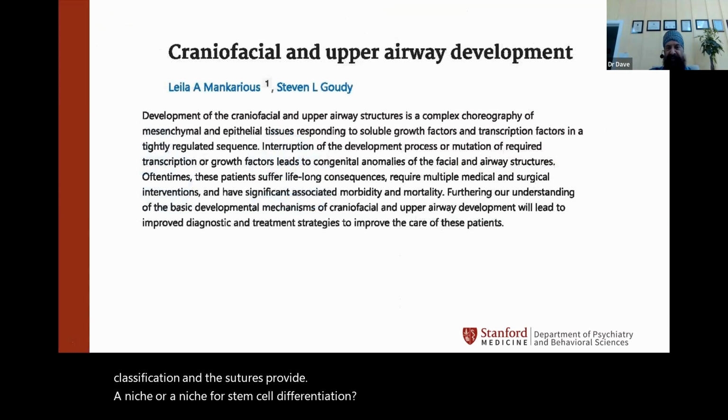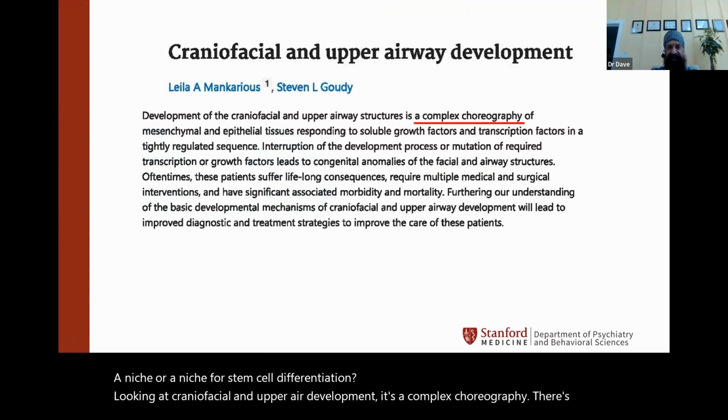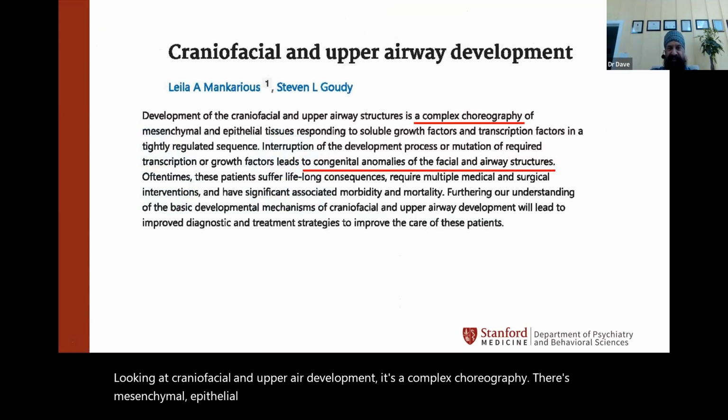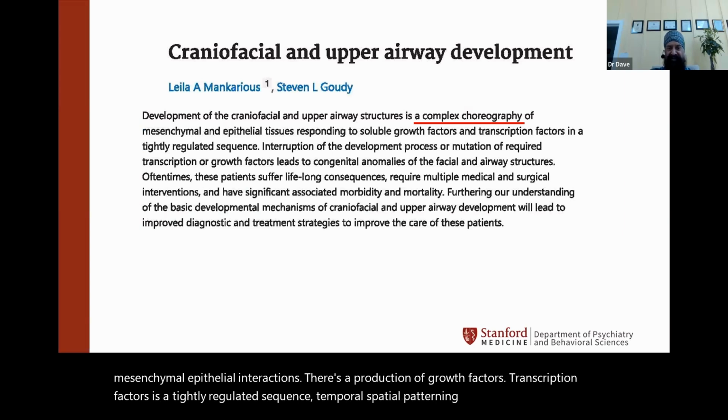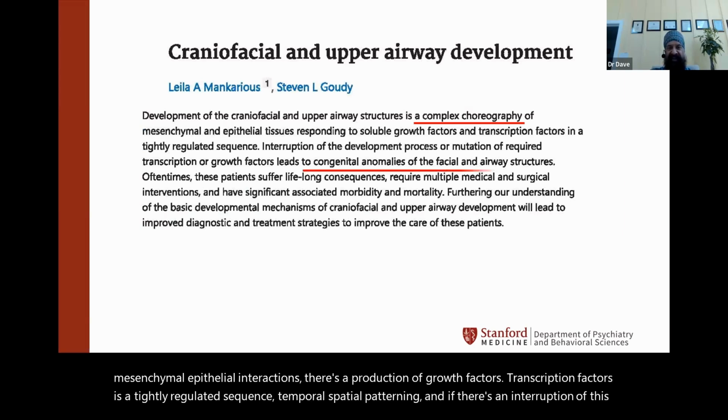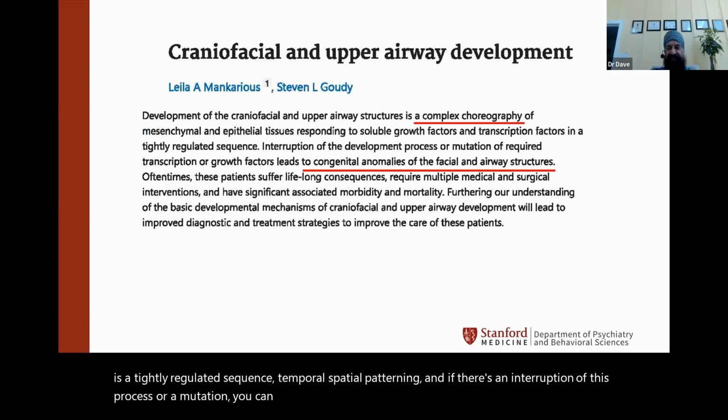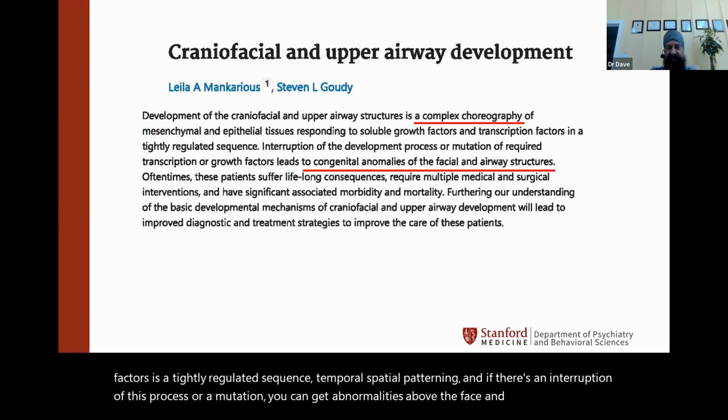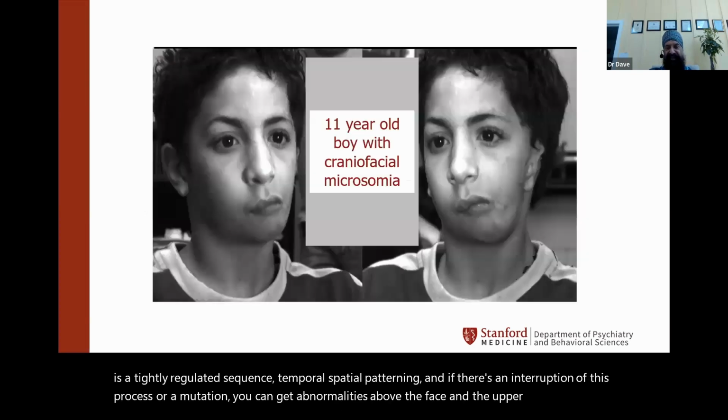Looking at craniofacial and upper airway development, it's a complex choreography. There are mesenchymal-epithelial interactions and the production of growth factors and transcription factors. It's a tightly regulated sequence, temporospatial patterning. And if there's an interruption of this process or a mutation, you can get abnormalities of both the face and the upper airway.